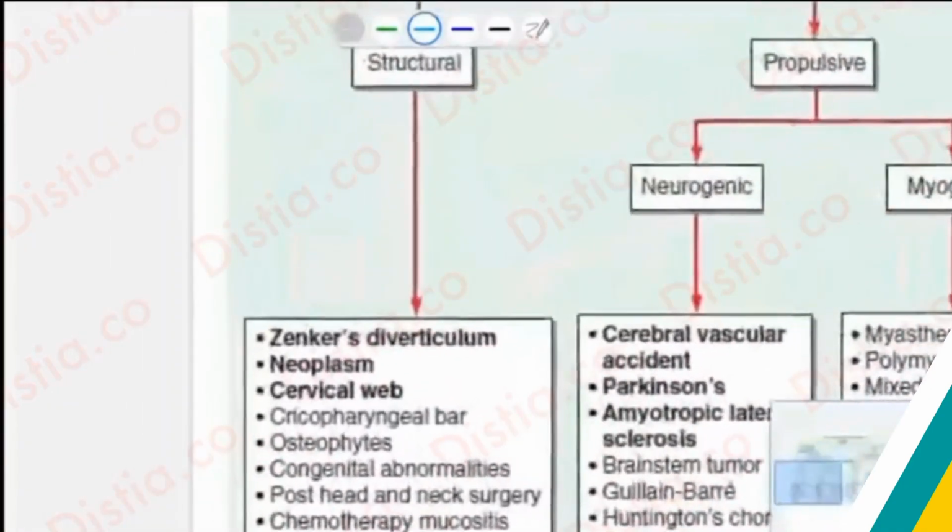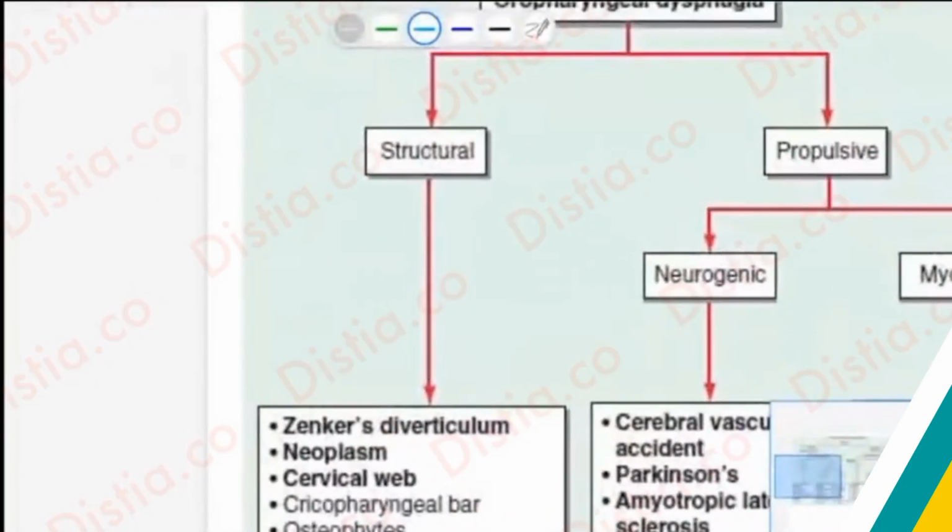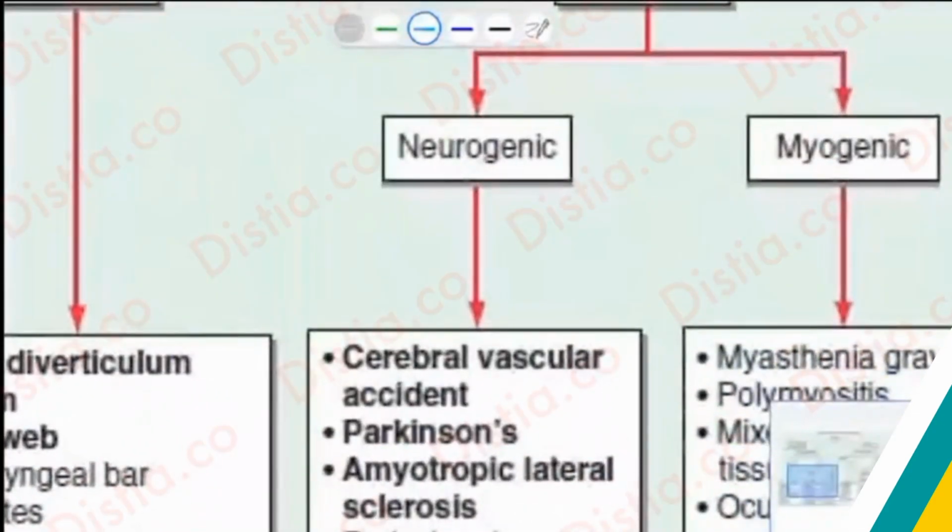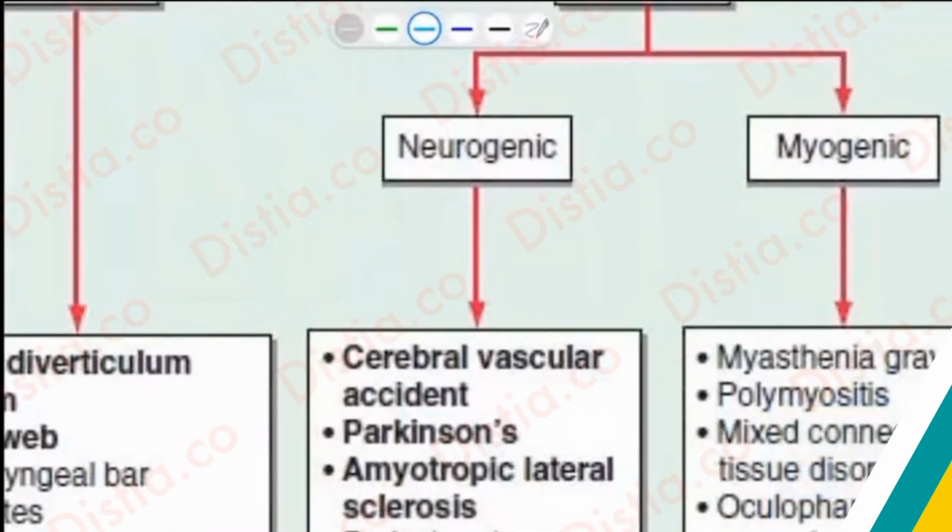Like if I just zoom into the table, you can see one of the structural issues that he has always talked about is Zenker diverticulum and a neoplasm. And when it comes to a neurogenic cause, one of the important causes to be considered is cerebrovascular accident, though even Parkinsonism and amyotrophic lateral sclerosis can have issues with feeding, and the topics are definitely covered in neurology.